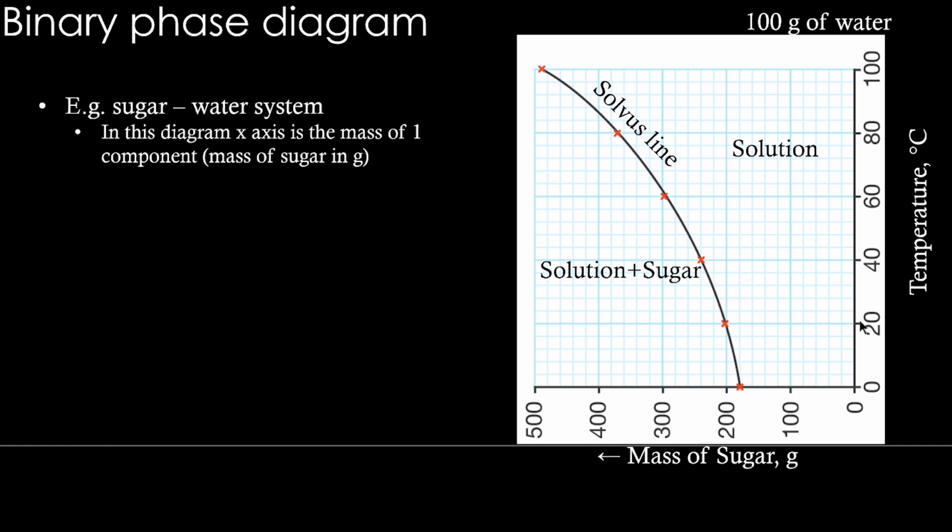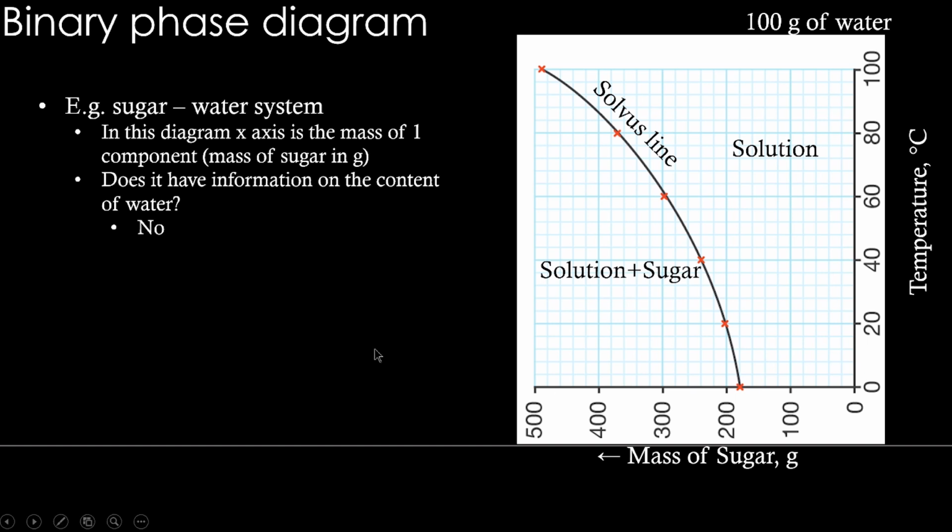So now, is this the phase diagram? It is not actually the phase diagram, because in this the x-axis is the mass of one component, that is, mass of sugar in grams. That's what we are using on the x-axis. But when we use this, does it have information on the content of water? We are simply putting 100 grams of water at the top just to indicate our experimental condition. In the x-axis we are only tracking the mass of the sugar, so that is not indicating anything implicitly about the water content. So it is not informing anything.